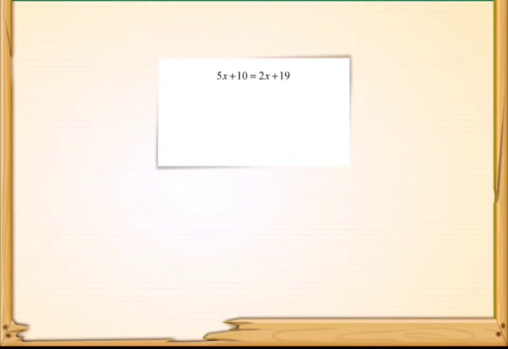Is an identity different from an equation? Let us find out with an example of an equation. Say 5x plus 10 is equal to 2x plus 19. Let us evaluate this equation for any value of x, say 3. When you substitute x with 3 in the equation, on evaluation, you get 25 on both the left-hand side and the right-hand side. Therefore, the left-hand side is equal to the right-hand side.